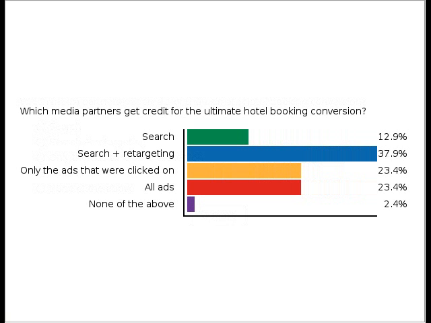As these filter in, I'll go to the next page and we can see the results. Very interesting. The largest number is search plus retargeting, which are the bottom two events in the funnel. There's also the largest group, I guess, would be all ads plus only the ads that were clicked upon.